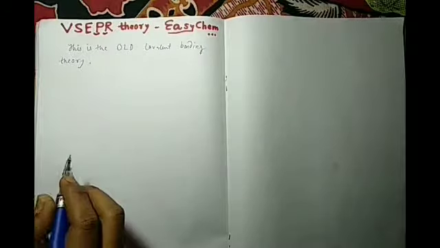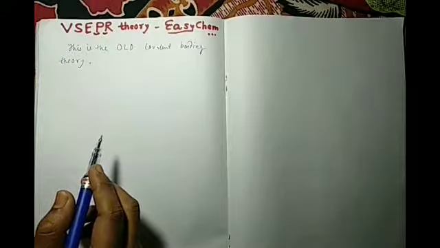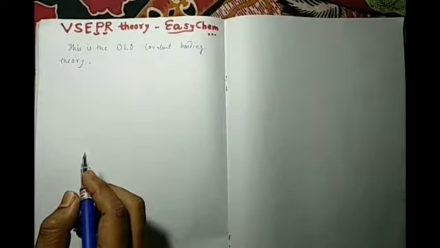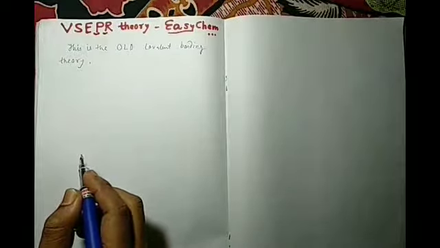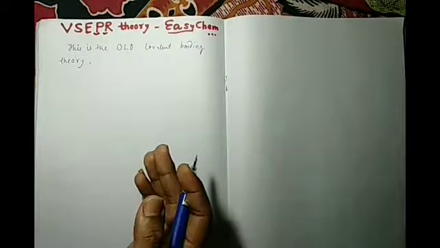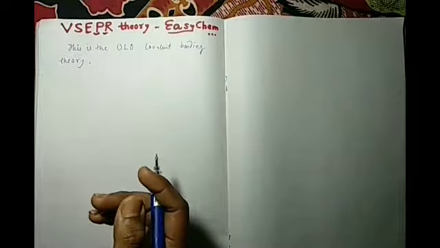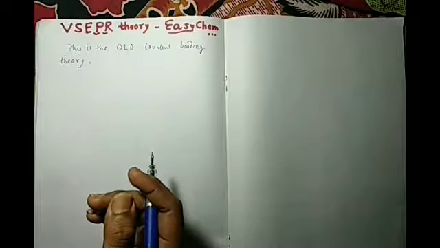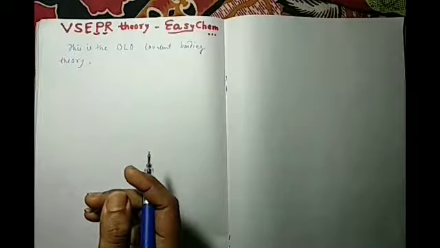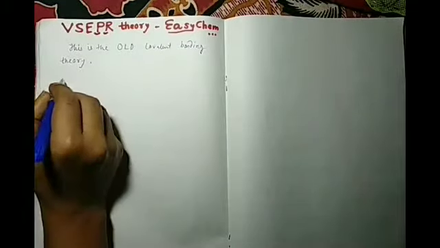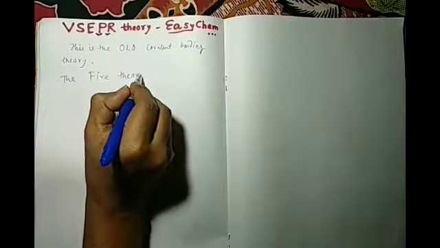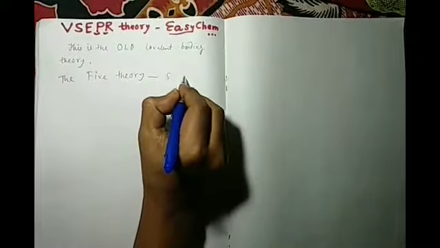So, what is the utility of this theory? This theory is useful for the explanation of the basic structure of a compound. The basic structure, only the basic structure. Okay. So, I will discuss the 5 different rules which the VSEPR theory consists of. So, let's begin. The 5 rules.